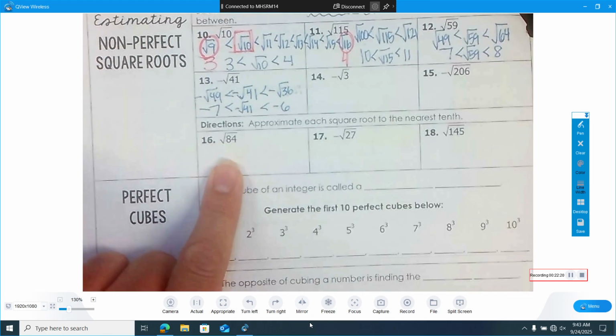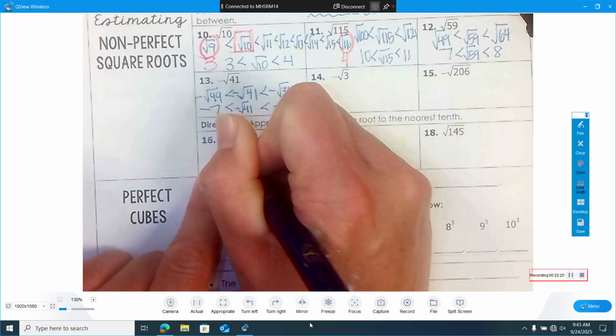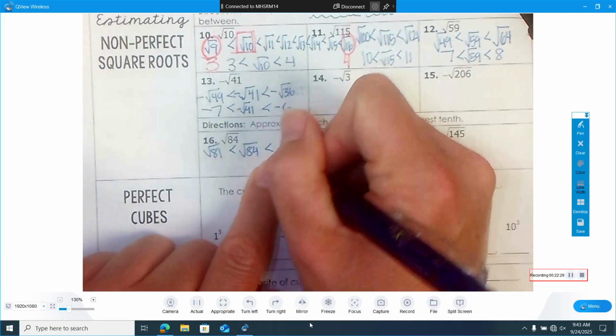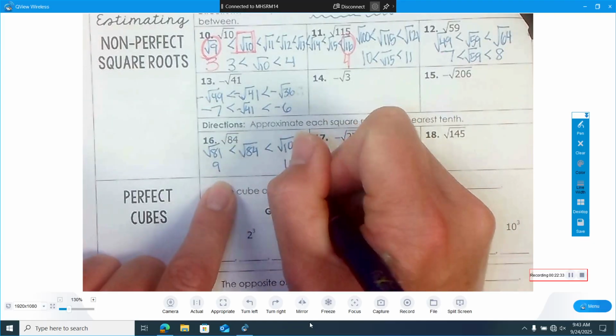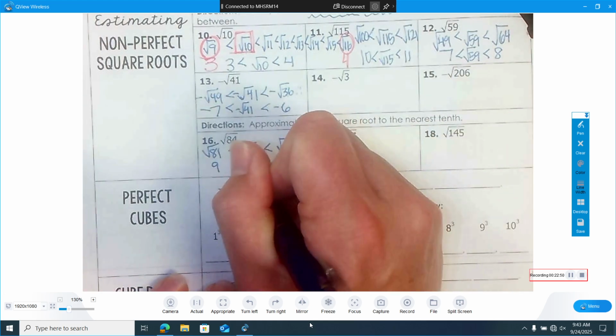radical 84. Radical 84 is bigger than radical 81 and less than radical 100, so it's got to be between 9 and 10. Now, would you say, is it closer to the 9 or is it closer to the 10? To the 9. It's definitely closer to the 9. So if you had to approximate it, you'd say 9.1, 9.2. I'd go with 9.2 myself.